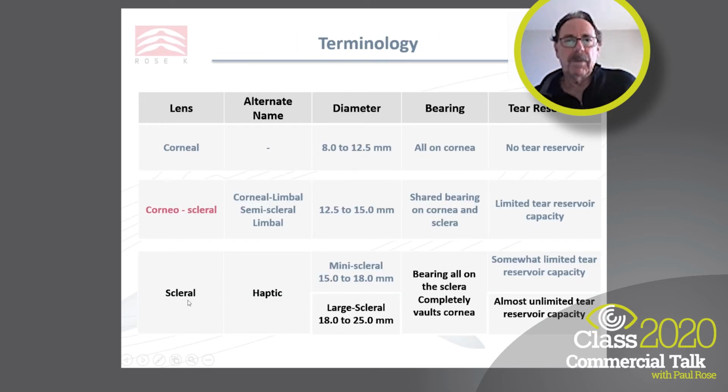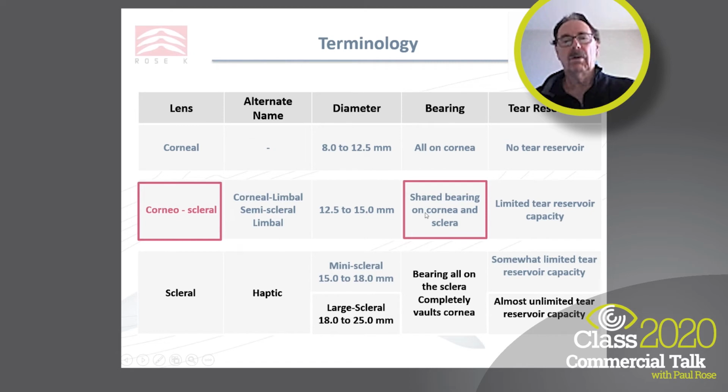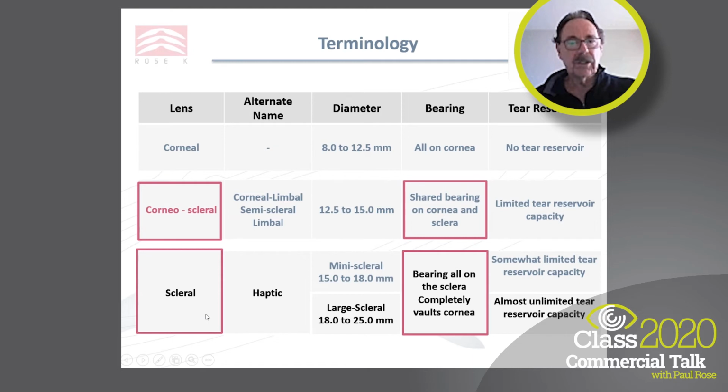Just so we're all on the same page, so you know what I'm talking about when I talk about XL. XL is a corneal scleral lens, so it has a shared bearing on the cornea and the sclera, but it has most of its bearing just inside the limbus on the cornea. Scleral lenses completely vault the cornea, so you don't touch the cornea, and they have all their bearing completely outside the limbus on the actual sclera.